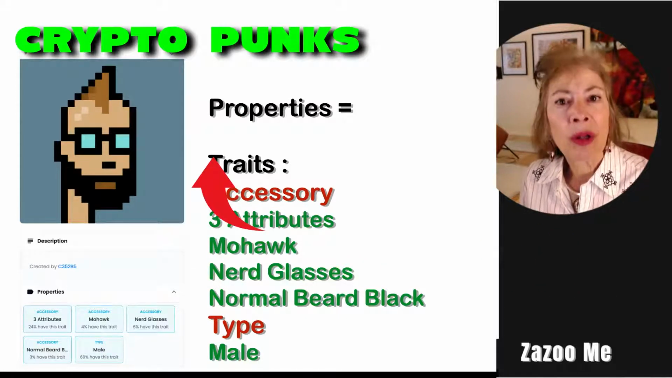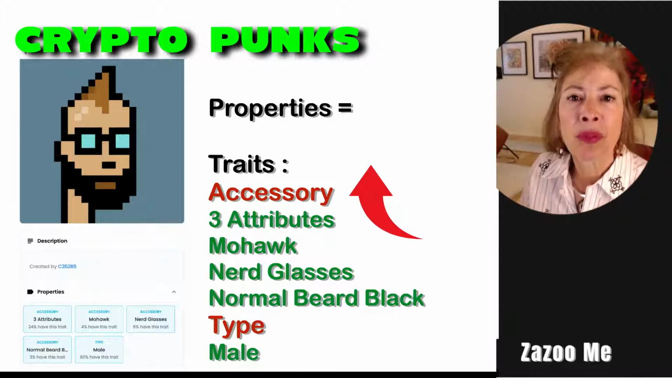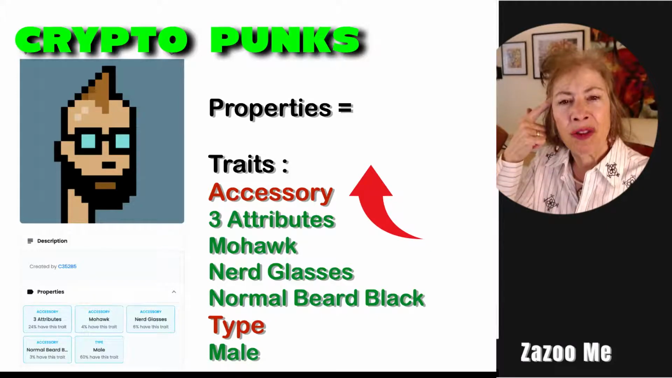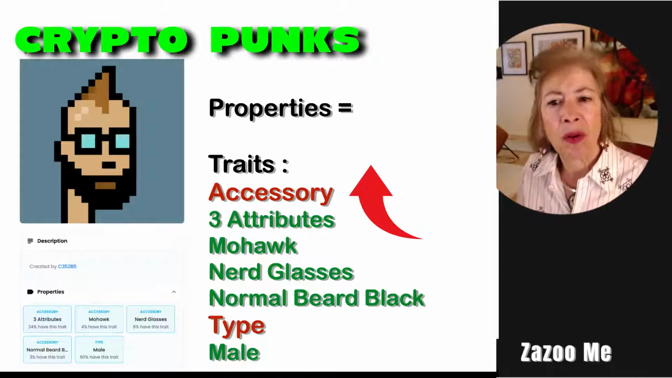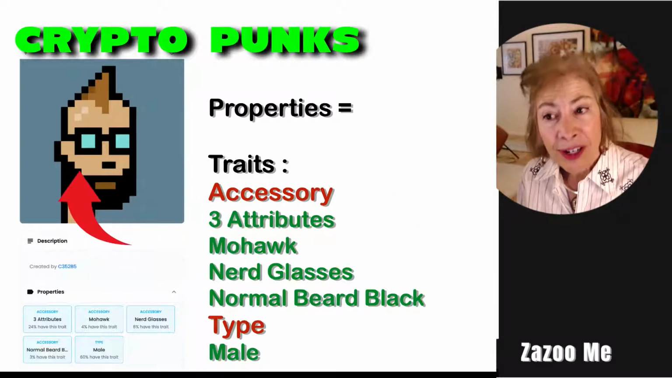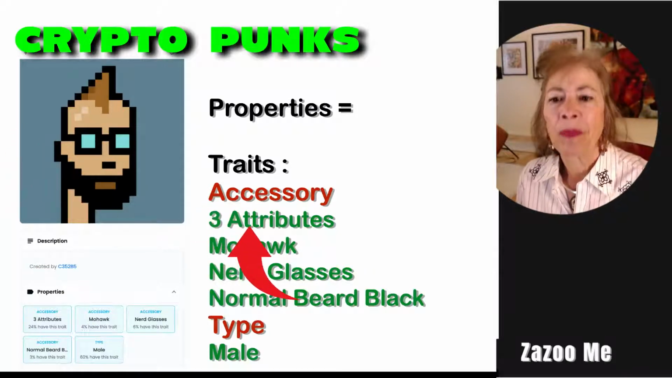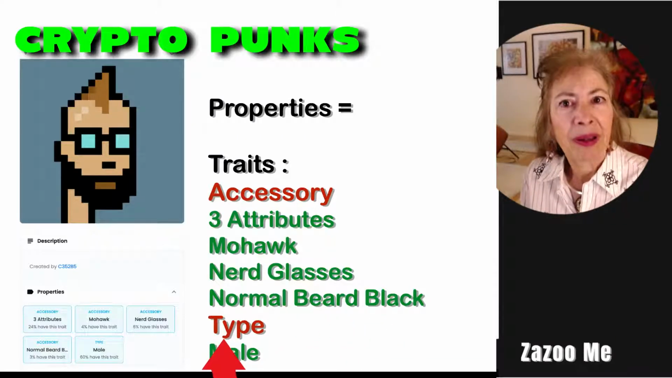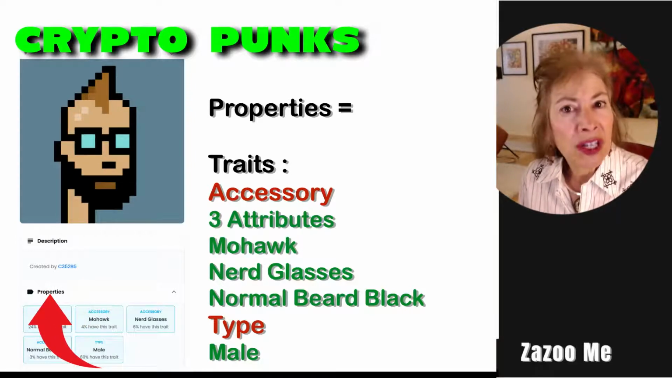Properties equal traits. If you're uploading to OpenSea, it will say properties. That is not traits to you. You're used to hearing traits now. Properties equal traits, same exact thing. So if you see properties, that's what traits are. Accessories. For example, here this CryptoPunk's accessories are 3 attributes: mohawk, nerd glasses, normal beard, black. Type, male, and that's it. Those are the properties. Do you see the word properties?